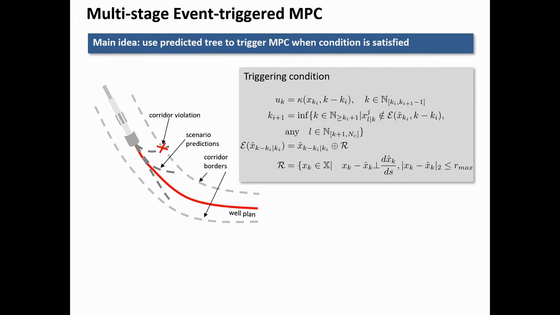Those are the conditions. It looks a bit complicated, but it just says that we trigger a new MPC iteration whenever any of the predictions violate the constraints, so violate the corridor.